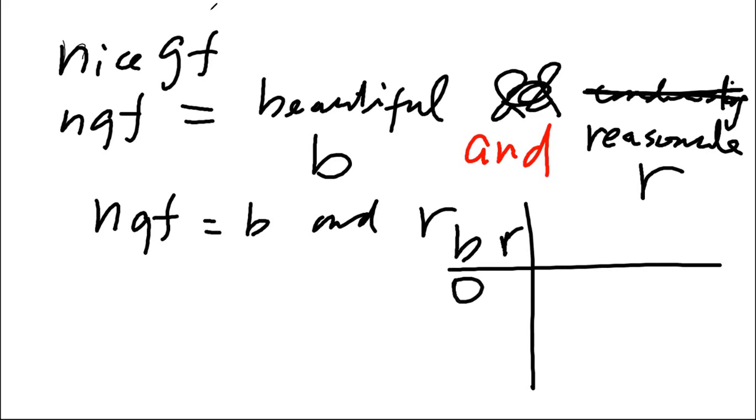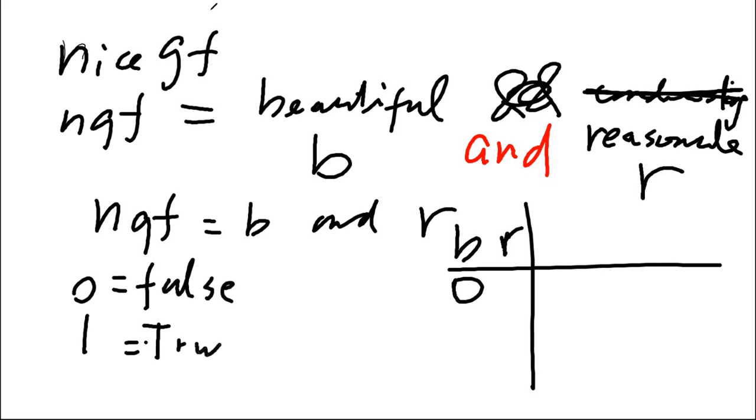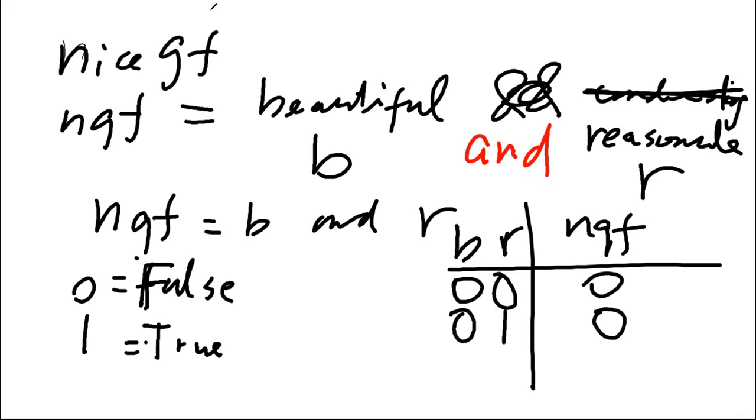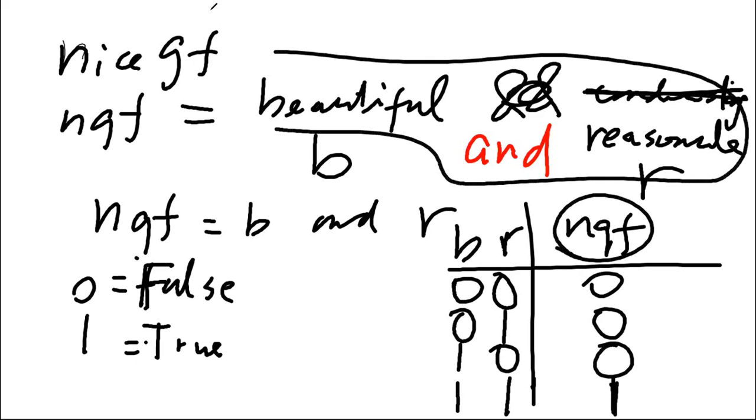If I write 0, it actually means false. If I write 1, it actually means true. And in Python, it needs to be capital F, capital T. Okay, but let's show for this. If this girl is not beautiful and not reasonable, then she will not be a nice girlfriend. Some are not beautiful but very reasonable, still not a good girlfriend, right? Some are beautiful but not reasonable, still not a good girlfriend, right? Some are both beautiful and reasonable. That's a nice girlfriend. So nice girlfriend is defined as beautiful and reasonable, so you need to have both.